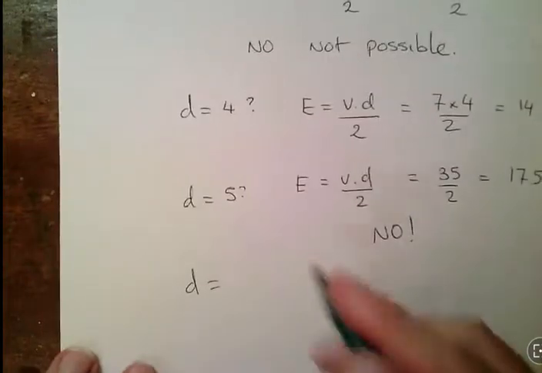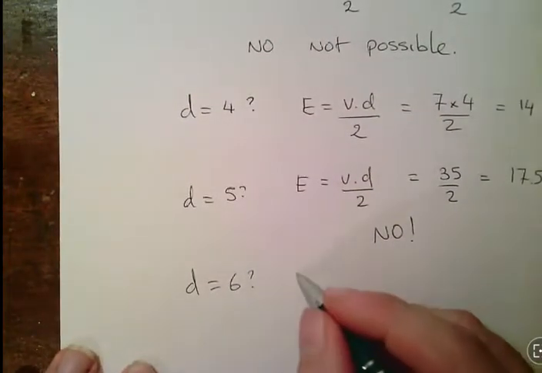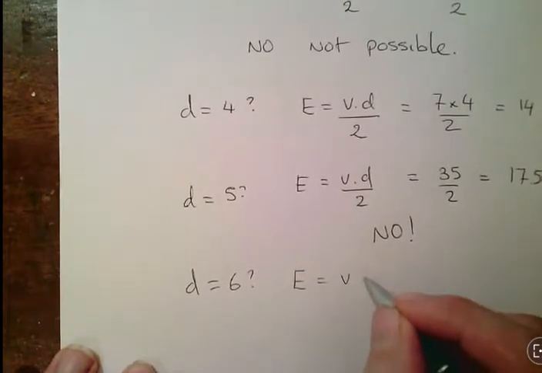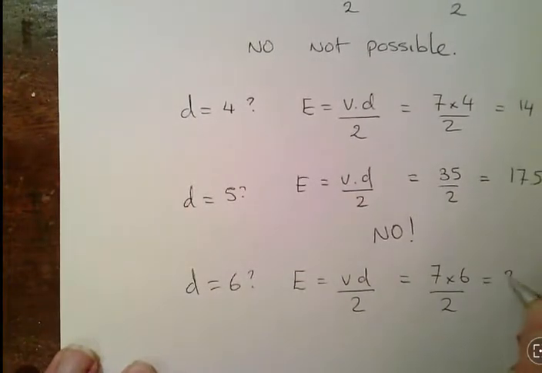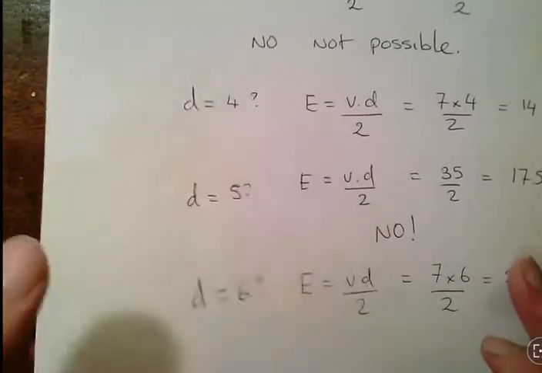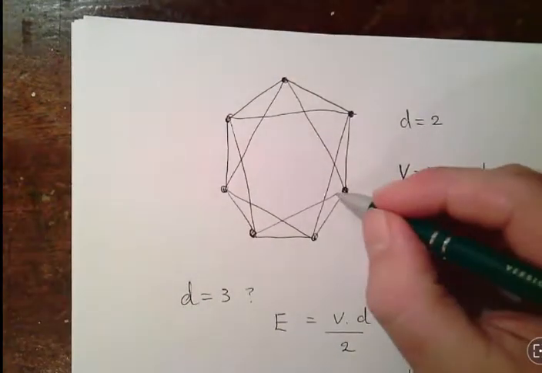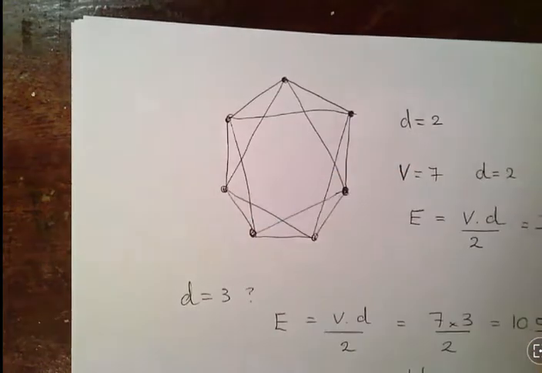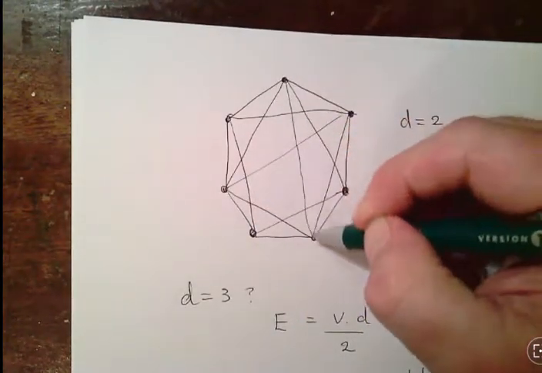Let's just give ourselves some room there. Yes, that's completely possible. E equals VD over 2. That is 7 times 6 over 2. That is 21. And essentially, just to continue on what I've done before, it's just connect up everything else. It's a complete graph. So just connect everything that's not connected.